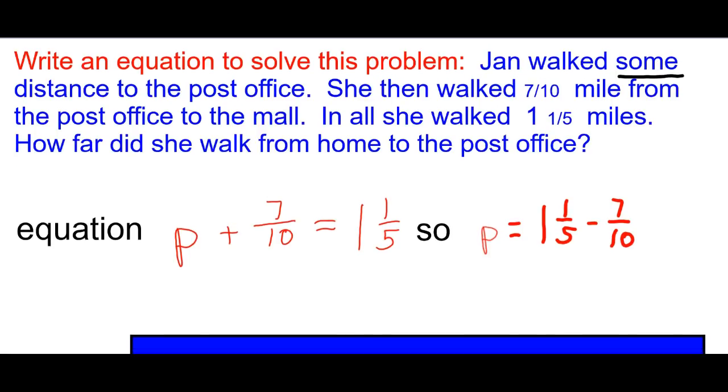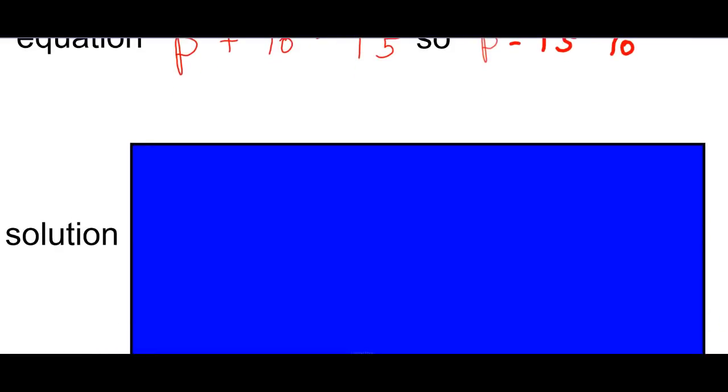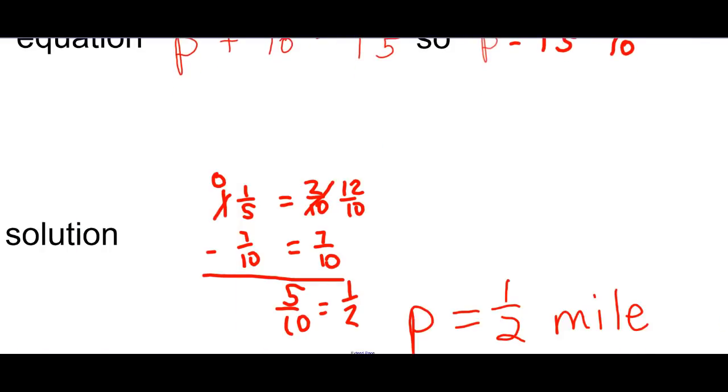Okay, guys, let's check number 1. For number 1, you should have subtracted 1 1/5 minus 7/10. That converted to 2/10 minus 7/10, but we have to do some regrouping there because we can't do 2 minus 7. So we took 1 away, brought over 10/10 and added them to the 2/10.